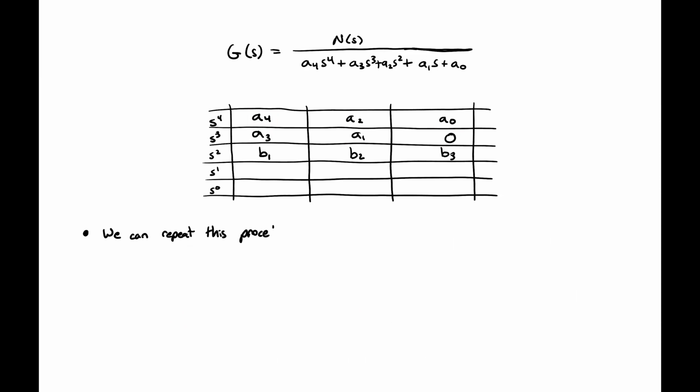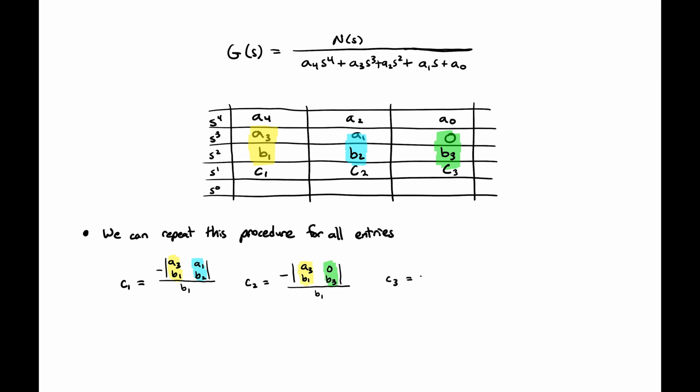If we want to repeat this process to get the next row, now we're going to highlight everything that's directly above this row. So now yellow is A3 and B1, blue is A1 and B2, green is 0 and B3. We want to get C1, C2, and C3 here. So C1 is the yellow stuff, the blue stuff, combine that into a matrix, take the determinant of it, get the negative, and then divide by the first entry in the row above. That's B1 in this case. And we can repeat that for C2 as well. We can repeat that for C3 as well here, right?